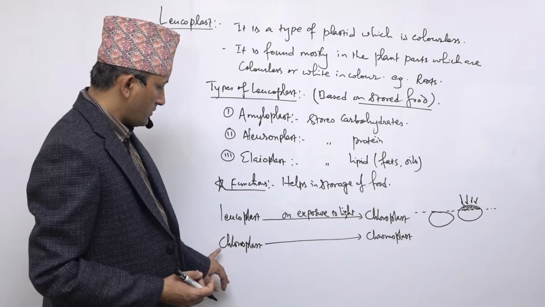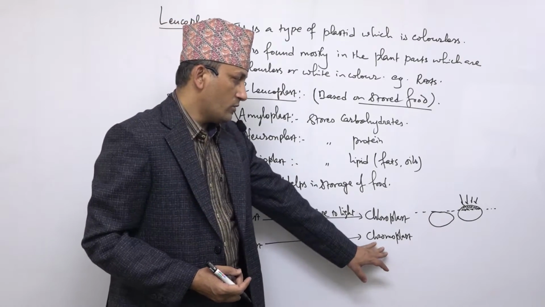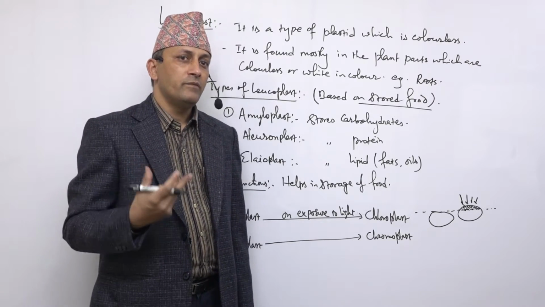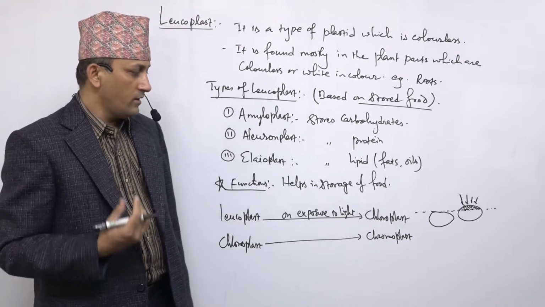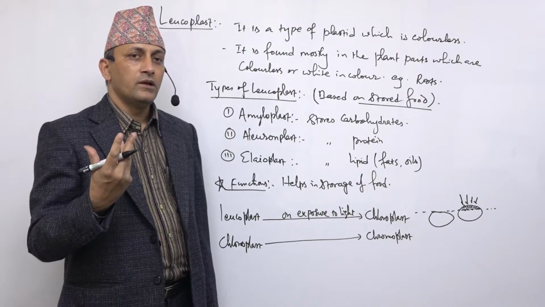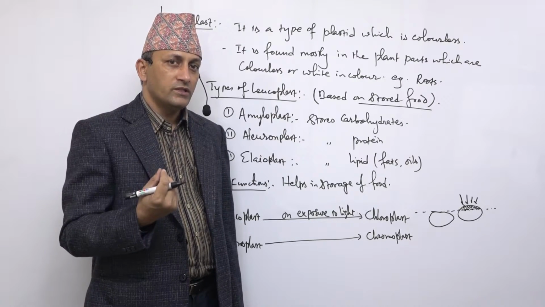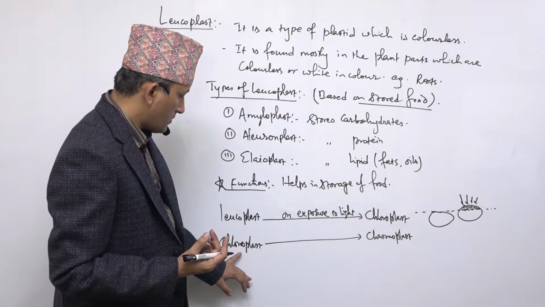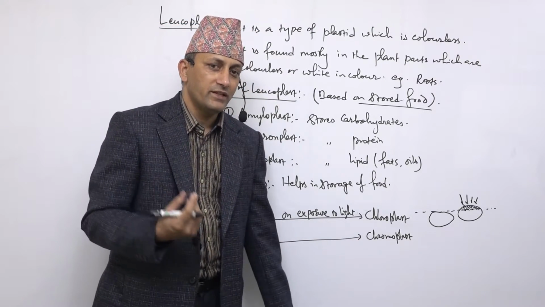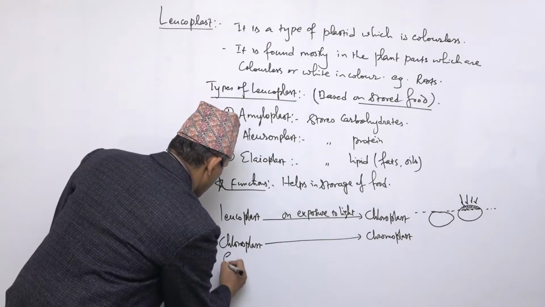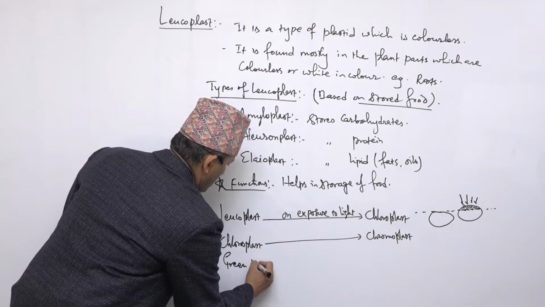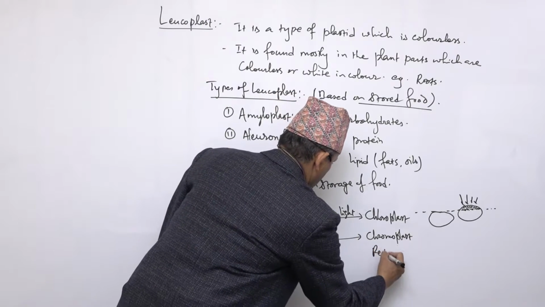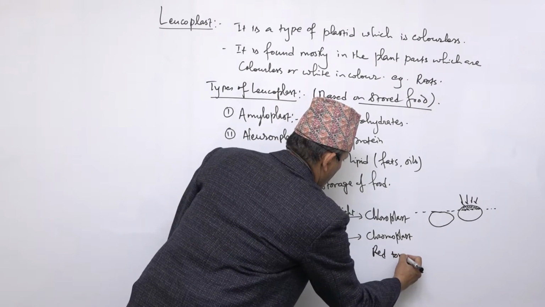So likewise, chloroplast may be converted into chromoplast. You might have seen, let's say, green papaya later on becomes yellowish papaya. Likewise, you might have seen a green mango later on becomes yellow mango. Conversion of chloroplast into chromoplast. A very simple example is green tomato. Green tomato becomes a red tomato.